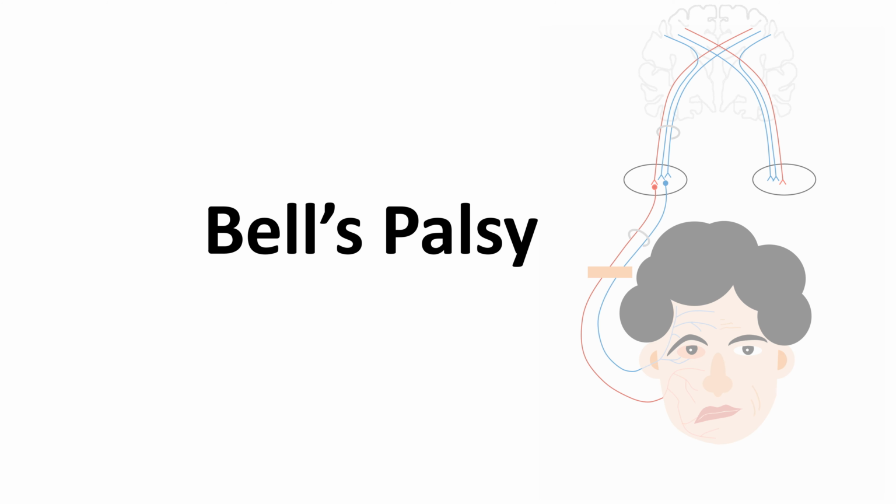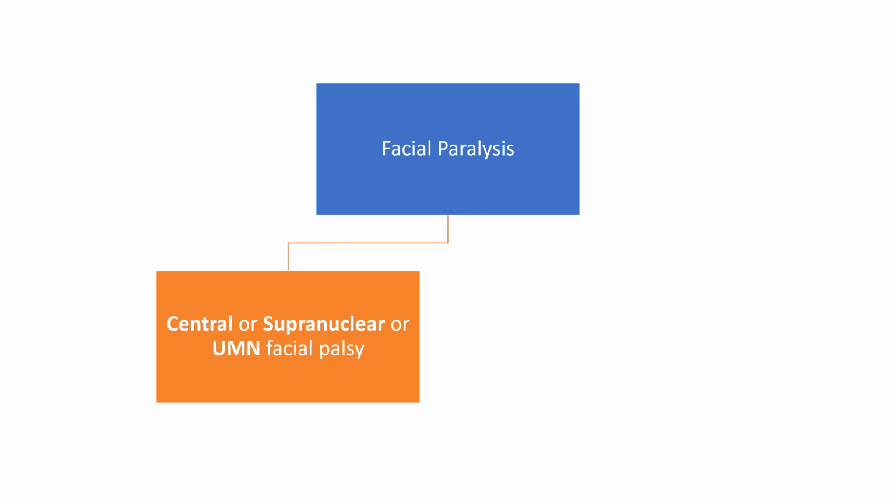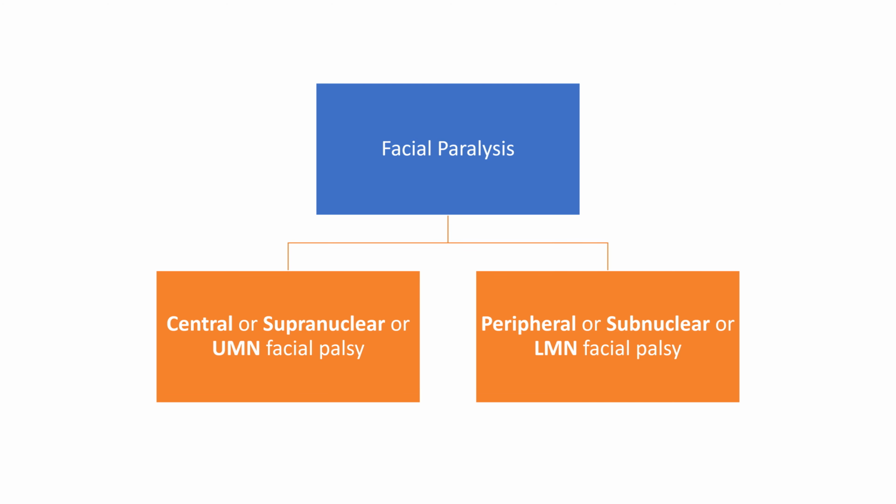Hello viewers, in this video we are going to see pathophysiology, the physiological reasoning behind clinical presentation and management of Bell's palsy. First of all, let's know the major types of facial paralysis. First one is central, that is also called supranuclear or upper motor neuron facial palsy. Second one is peripheral, which is also called subnuclear or lower motor neuron facial palsy. Bell's palsy is a peripheral facial palsy which is known to be the most common form of facial paralysis.